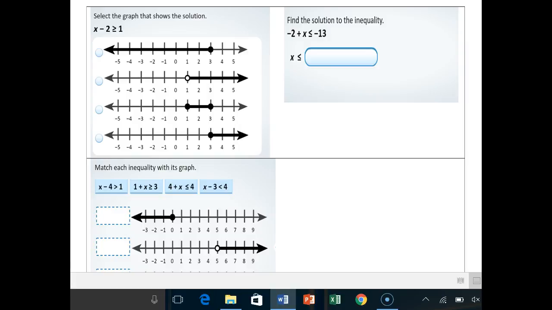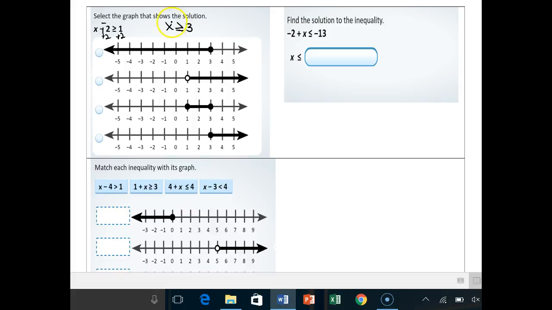Right, here we are on note 6.1 part 2. A couple other BuzzMath problems that you have are ones that look like this. It says select the graph that shows the solution. So first you're going to want to solve it, right? Add 2 to both sides, and you get x is greater than or equal to 3.